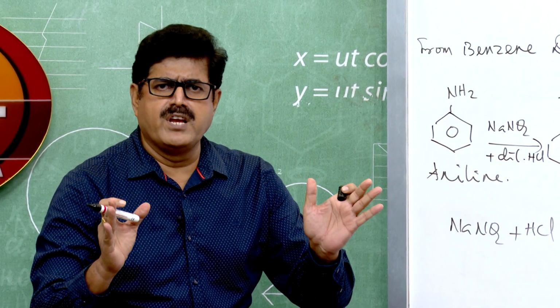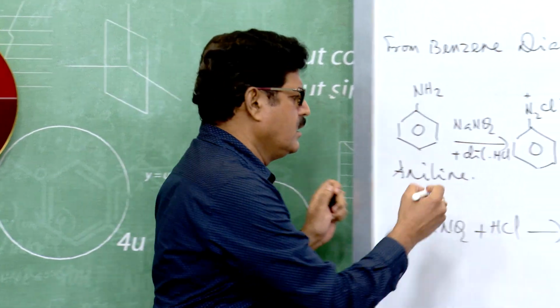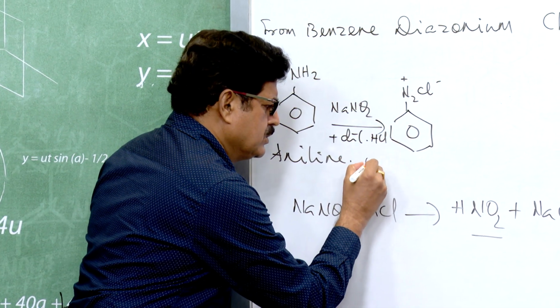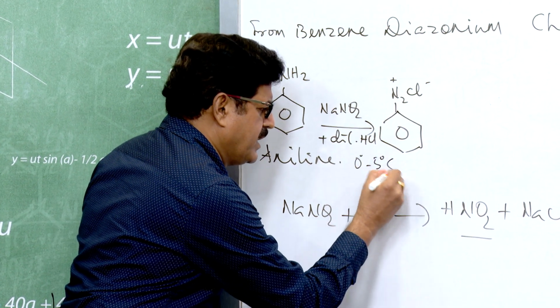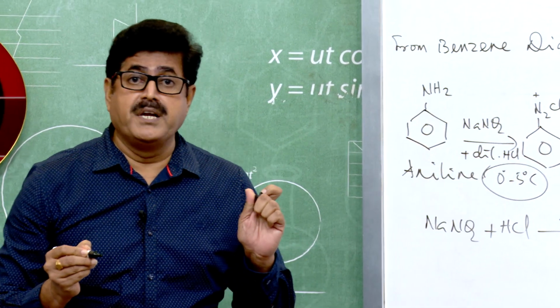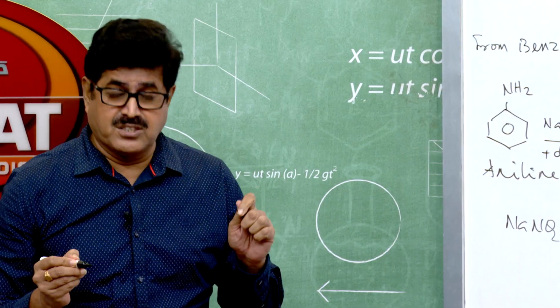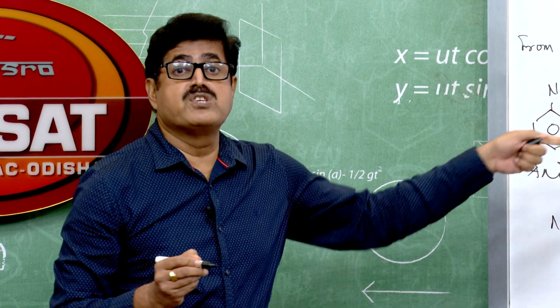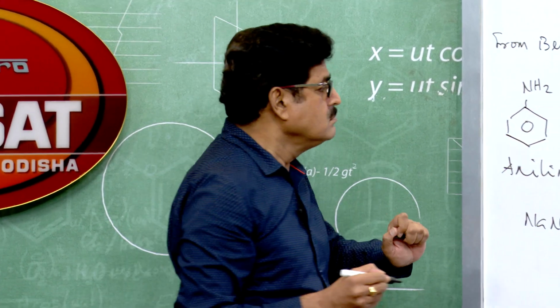Temperature must be mentioned here. What is the temperature here? 0 to 5 degrees centigrade. At very low temperature, BDC, benzene diazonium chloride, exists. So temperature must be mentioned.